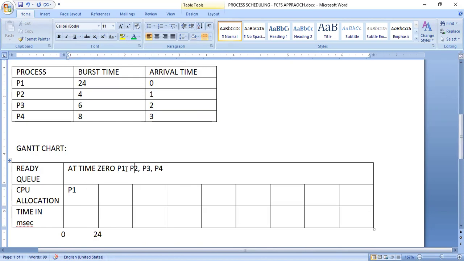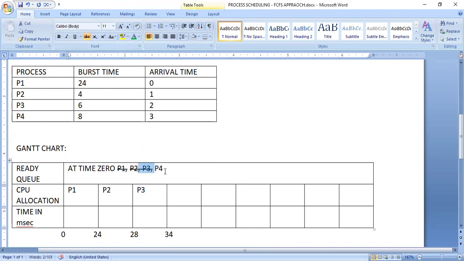Now P1 has already completed the execution. Now the opportunity will be given to P2. What is the time required for P2? 4 milliseconds. So it will be allotted, and 24 plus 4 is 28 milliseconds. So P2 also successfully completed the execution. Next, P3 will enter the system. P3 requires 6 milliseconds. It is also going to complete. So 28 plus 6, 34.